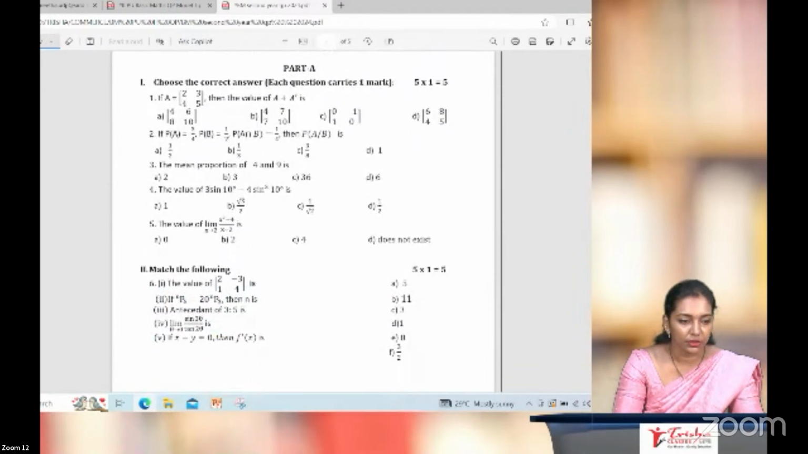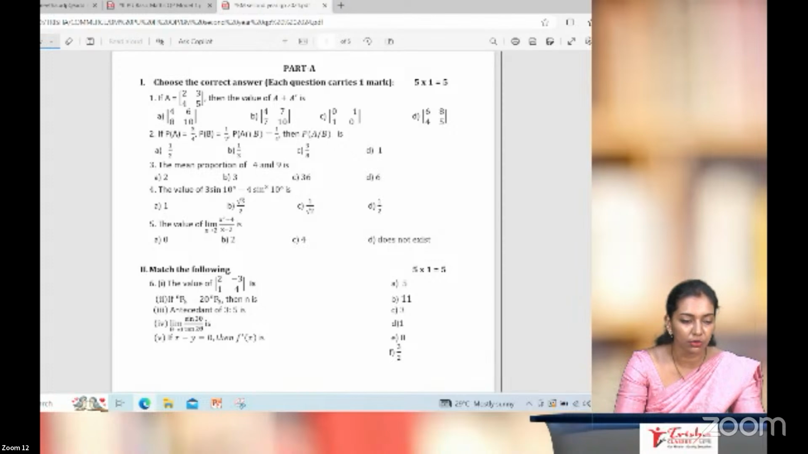So in part A, the first question you can expect from matrices or determinants, just a 1 mark question. The second question will be from probability, a 1 marker. Next, the third question from ratio or proportion. Usually it is either mean proportion, or duplicate, triplicate, subduplicate, subtriplicate. So those questions you can expect. Next is the fourth question, that is the value from trigonometry: any formula like sine 2a, cos 2a, sine 3a, cos 3a, tan 2a. Such questions you can expect for 1 mark here.